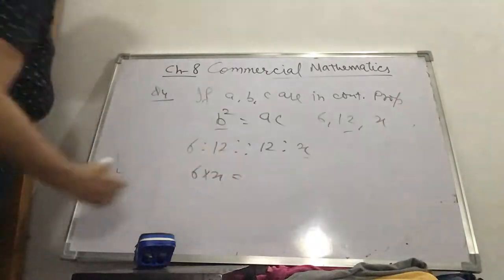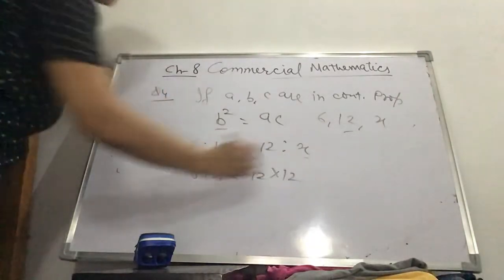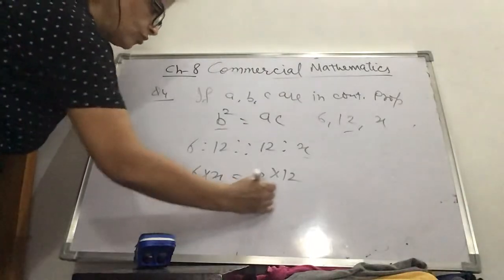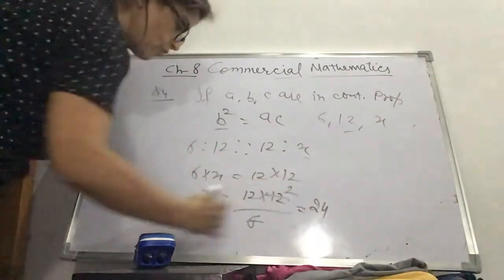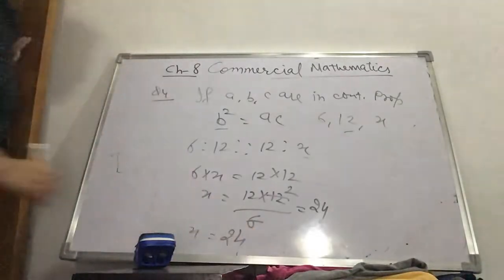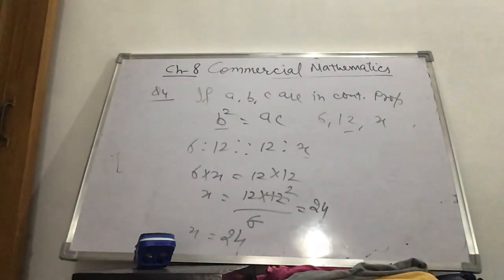6 into X, product of extremes, is equal to product of means. X is equal to 12 into 12 upon 6. 6 2s are 12, 12 2s are 24. The value of X is 24 here.